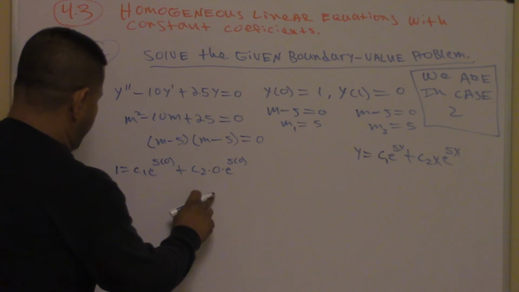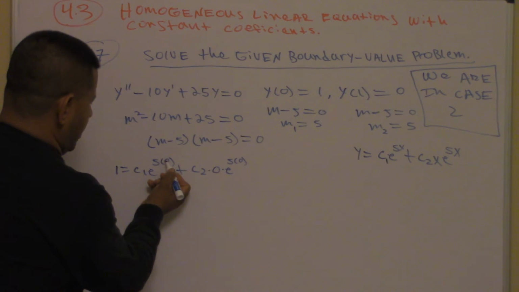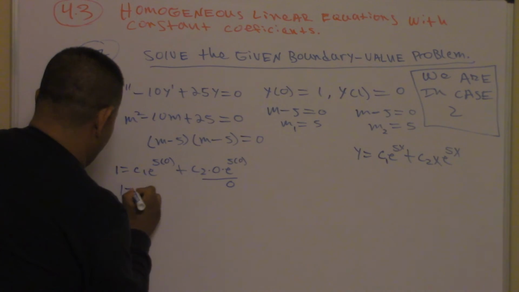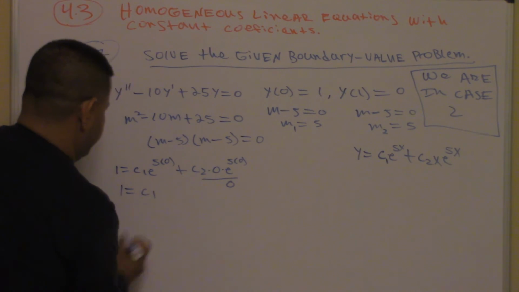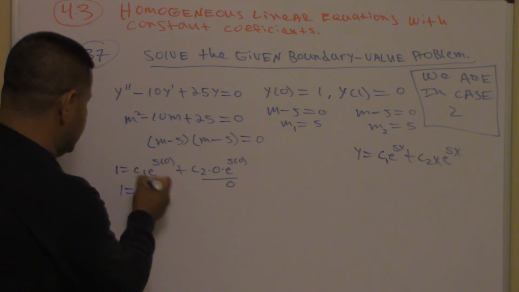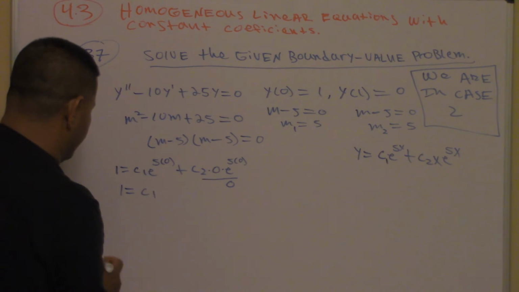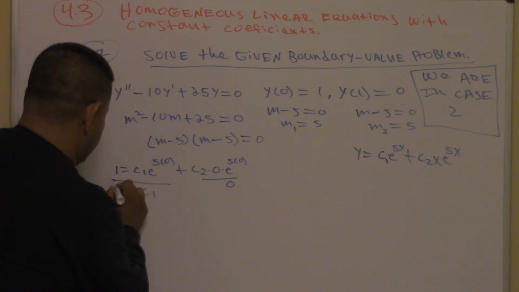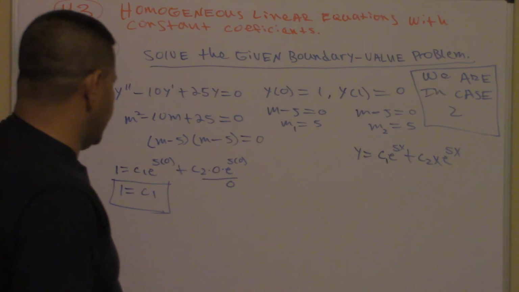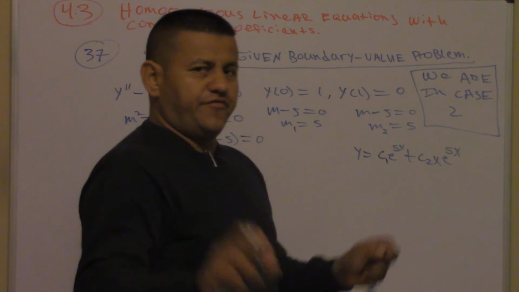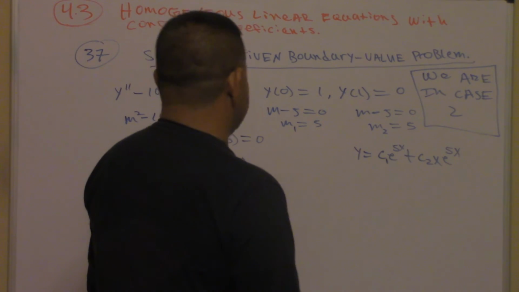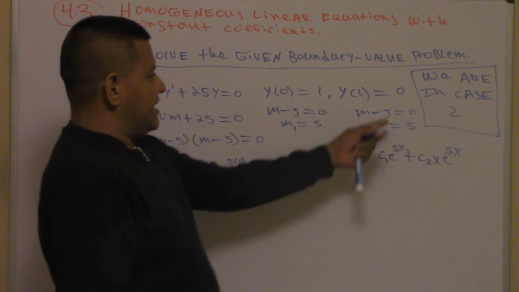Now, what is going to happen right here? So this goes to 1, right? This goes to 0, okay? So I got 1 is equal to C1, right? Because e to the 0 power is 1 times C1 is just 1. So C1 is equal to 1. Okay, now let's try to find C2. So how do I find C2?